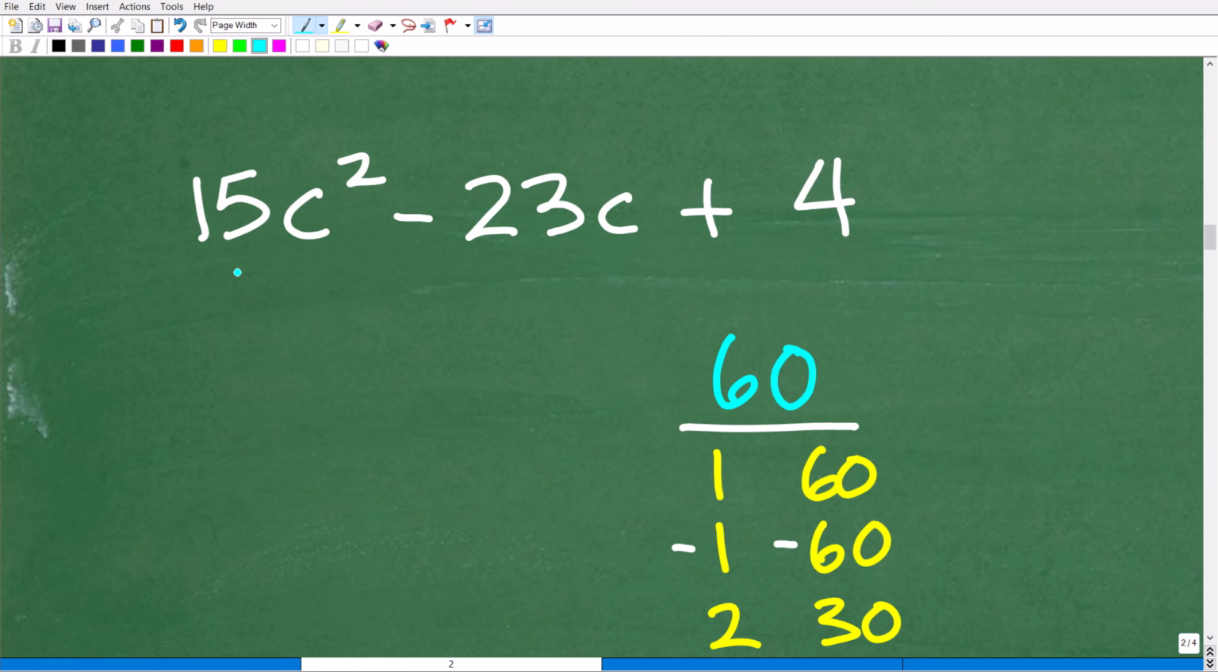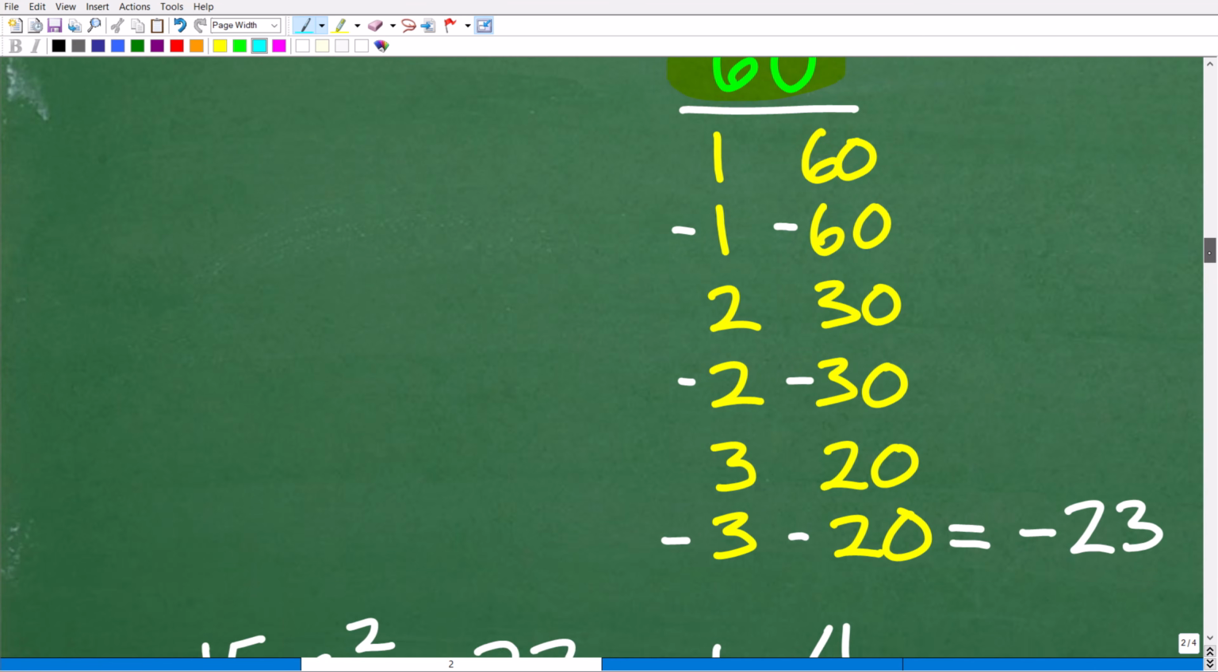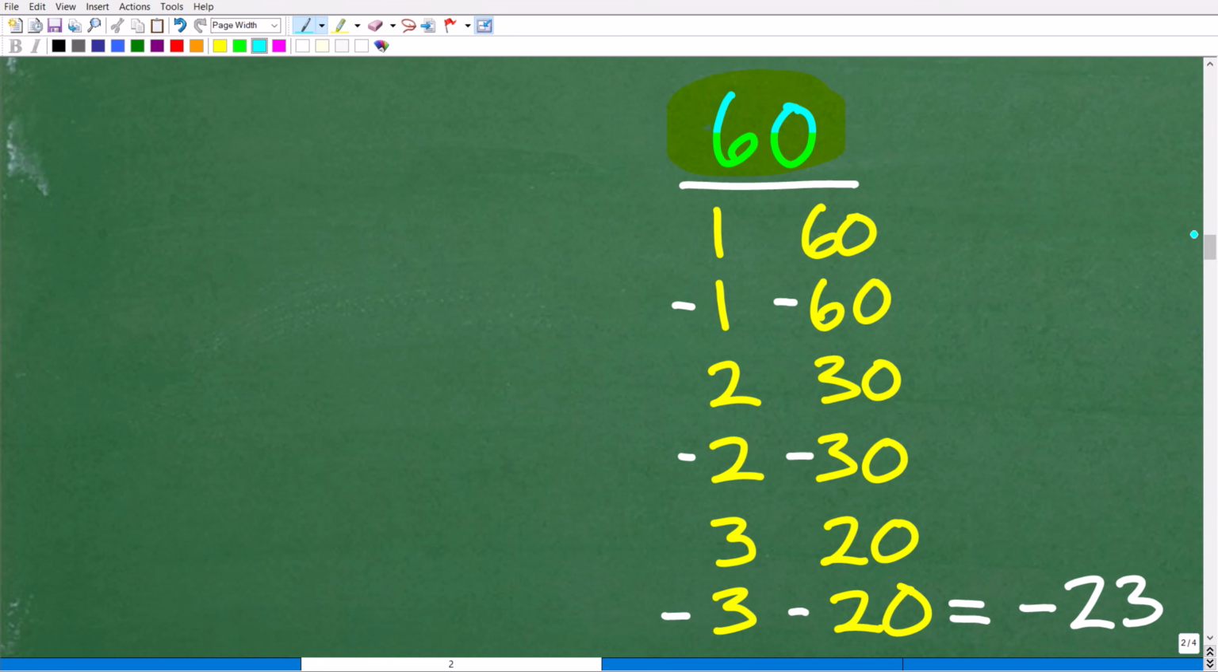So the first thing is your quadratic trinomial needs to be in standard form, highest to lowest power. So we have c squared, c, and 4. Now what you're going to do, you're going to take your leading coefficient, this number, and multiply it by the last number, okay? And we need to be aware of the signs. So 15 times 4, that's a positive 15 times a positive 4 is what? Positive 60, okay? So now you're going to start listing the factors of 60.